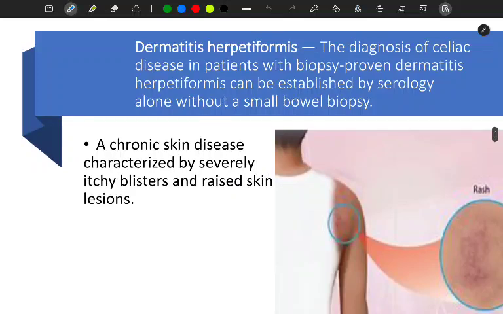Okay, dermatitis herpetiformis, as we said, the diagnosis of celiac with biopsy-proven dermatitis can be established by serology, without a small bowel biopsy. But whenever we have malabsorption, we have to go for small bowel biopsy. There are rare cases where you can just depend on the skin biopsy plus serology to diagnose celiac. Next, please.